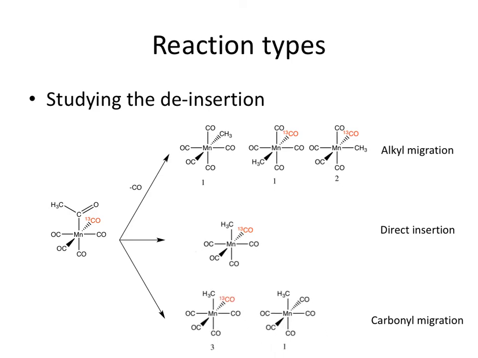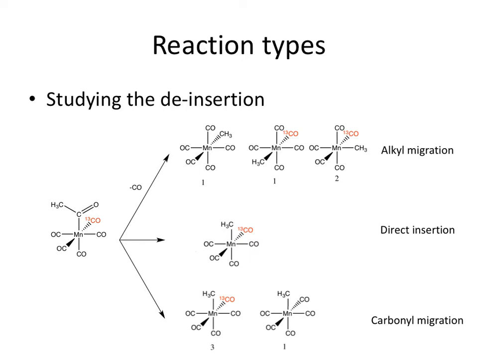So what we're seeing here is 75% of the time you're losing one of these unlabeled carbon monoxides. The acyl carbon monoxide migrates back to that position, and you get the C13 labeled cis to the methyl group. And then 25% of the time you lose this CO. The CO migrates down, and you have this manganese pentacarbonyl bromide product.